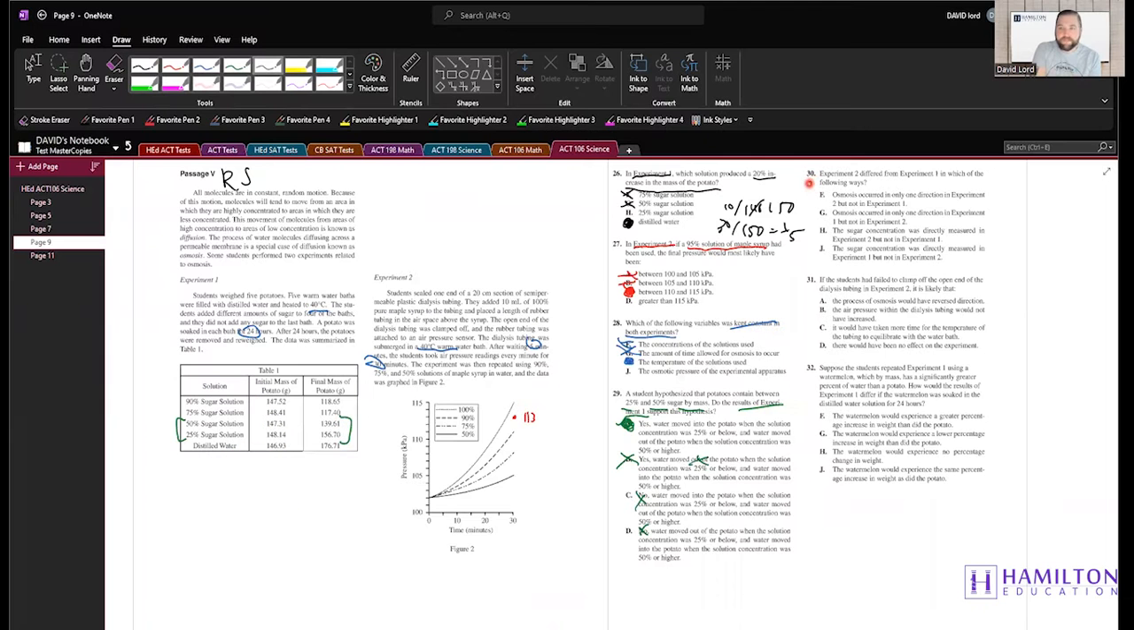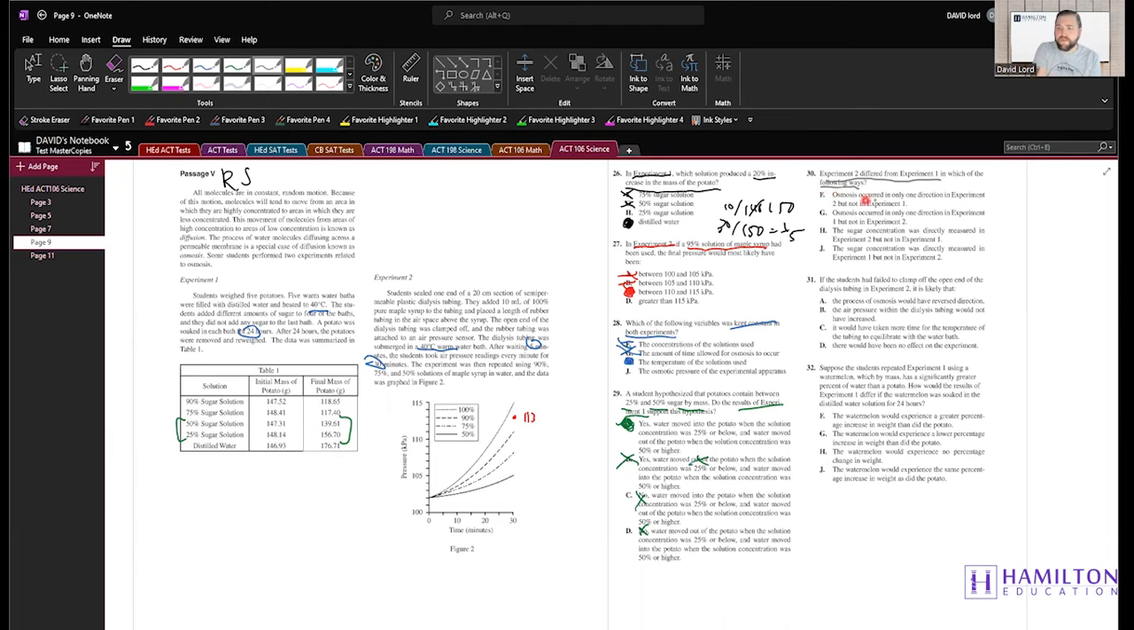Question number 30. Experiment 2 differed from experiment 1 in which of the following ways? Well, there are a lot more differences here in experiment 2 than experiment 1. We used dialysis tubing, we clamped it off, we measured pressure, we used 100% maple solution instead of 0%. So let's see what answer best matches it.